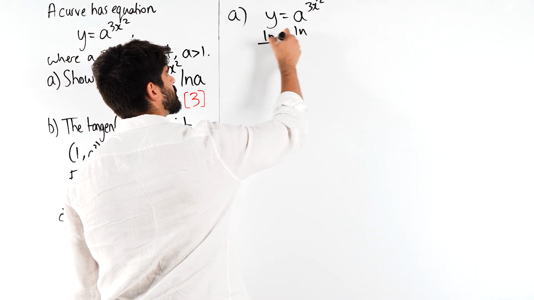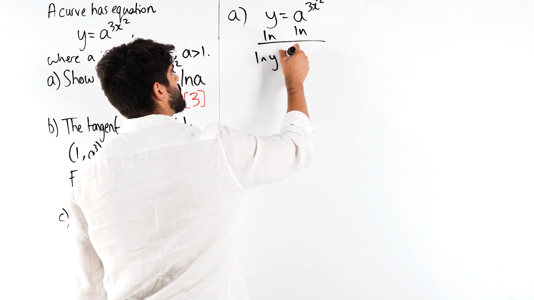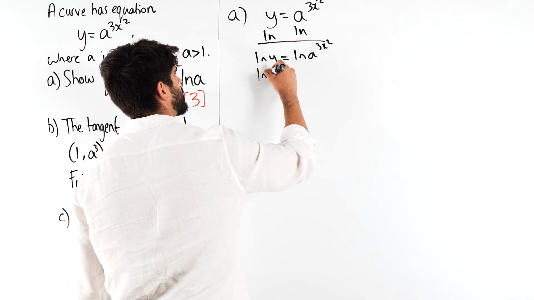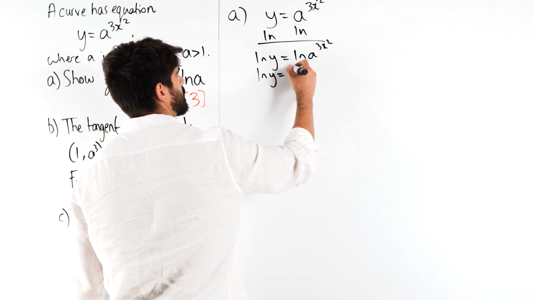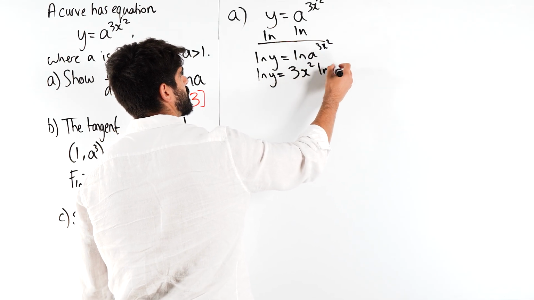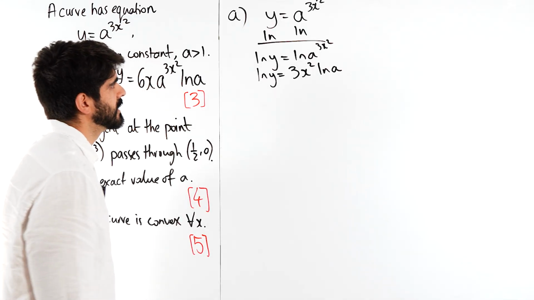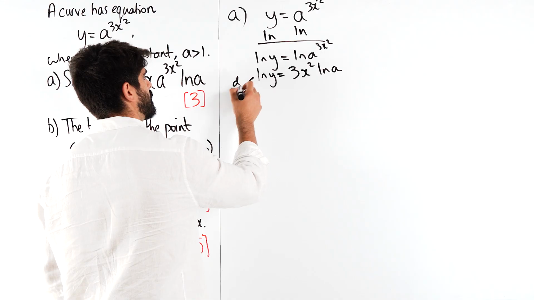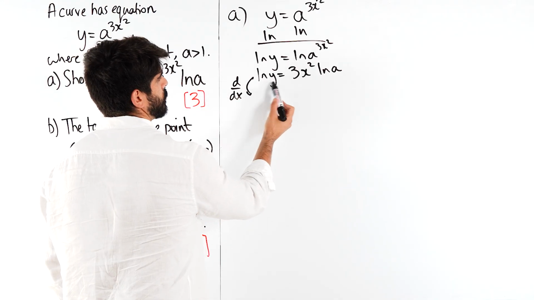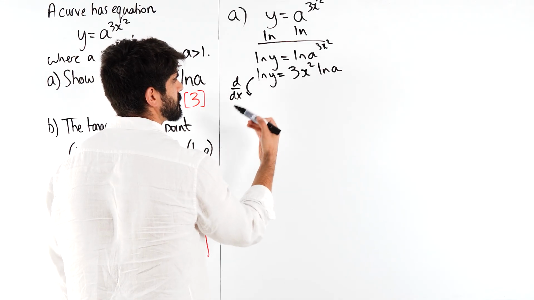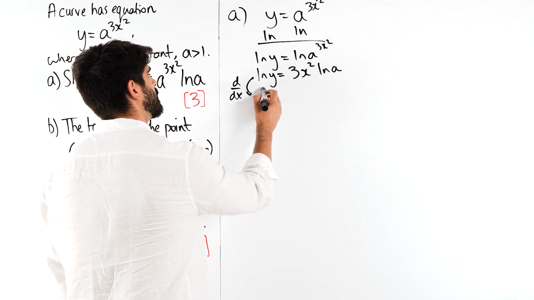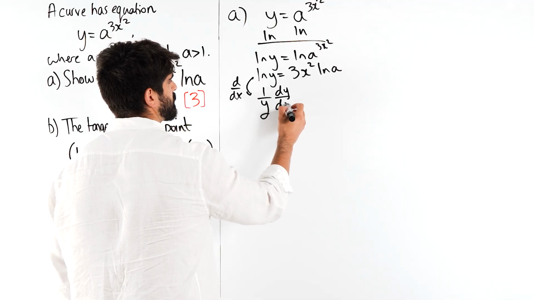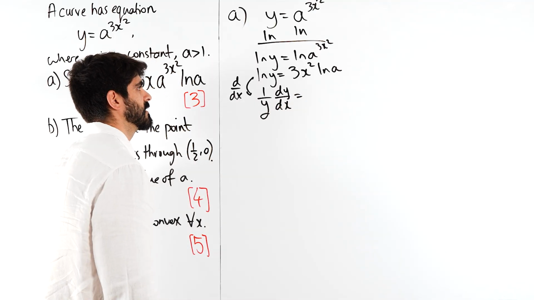You ln both sides, so you get ln y is ln of a to the power of 3x squared, and we bring down that power. So we get ln y is, using our log rules, 3x squared ln a. And then we differentiate implicitly, with respect to x. Now ln y, if that said ln x, that differentiates to 1 over x. So ln y differentiates to 1 over y. But because you're differentiating y with respect to x, you have to multiply by dy dx.